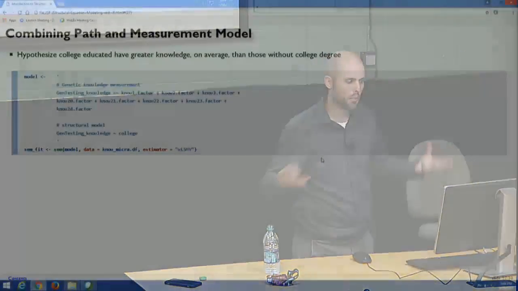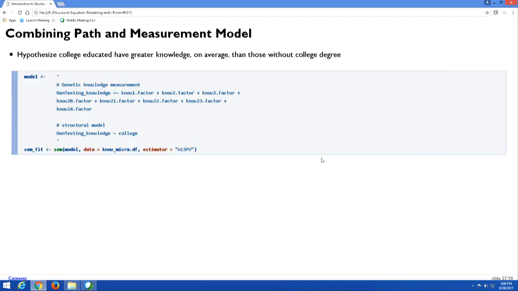Okay, so lastly, which is probably the strength of doing analysis in an SEM framework, is the ability to combine a measurement model, essentially a factor model, with a path model, or a factor model with a more traditional regression model.